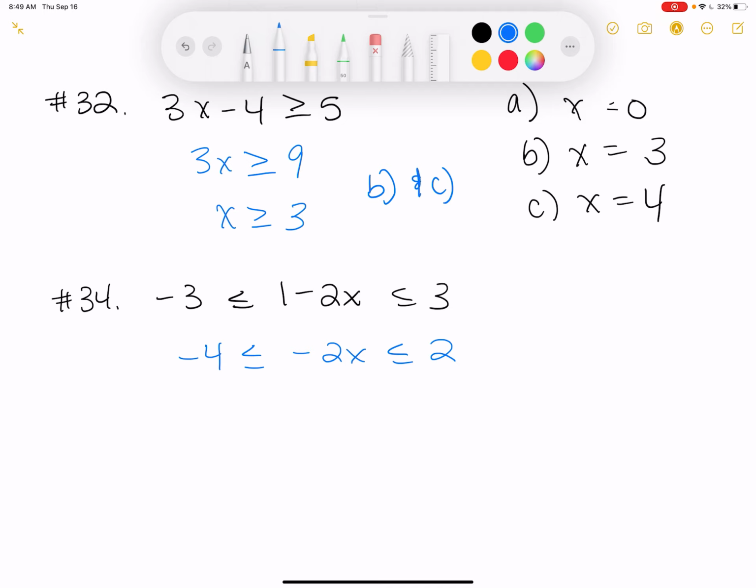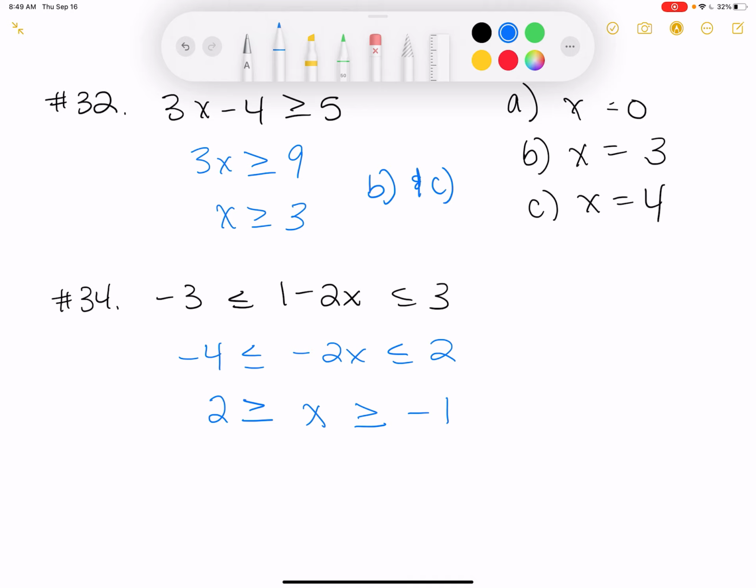If I divide by negative 2, what else do I have to do? Oh, switch signs. Flip it. Okay, so divide by negative 2, so this is positive 2 is now greater than or equal to x, greater than or equal to negative 1. That's only when you divide by a negative, right? Yes. I'm confused.